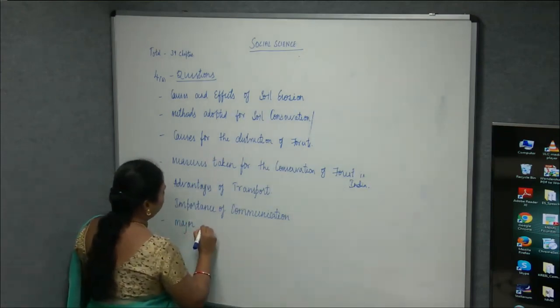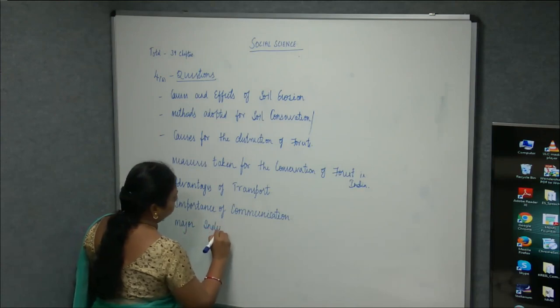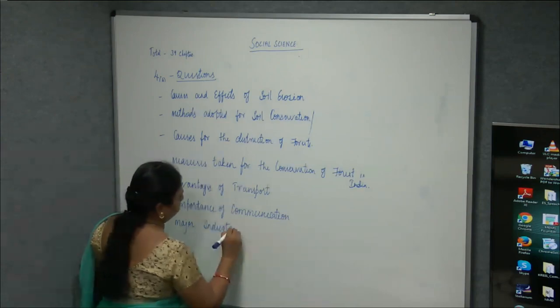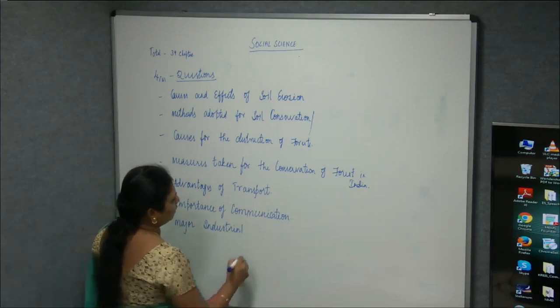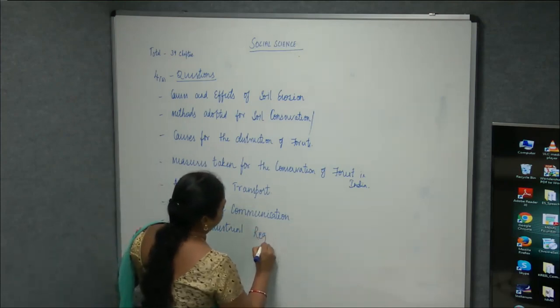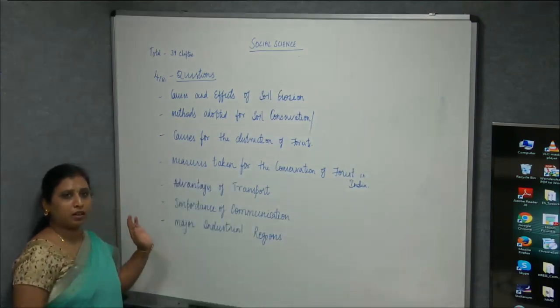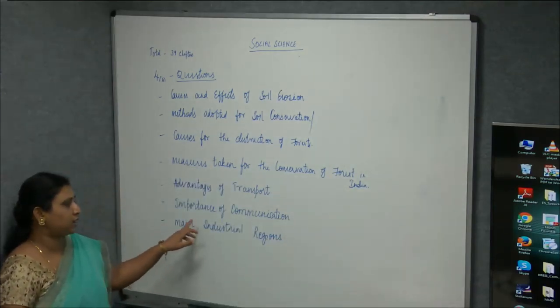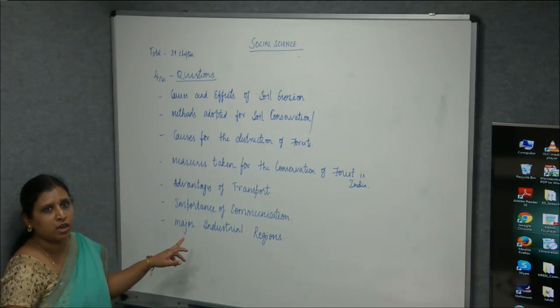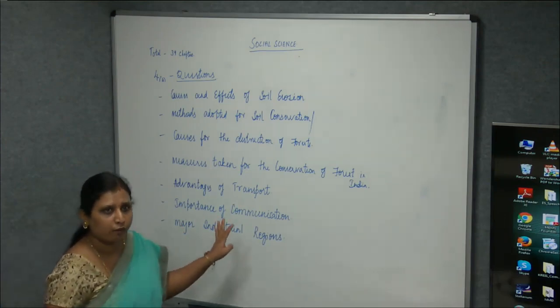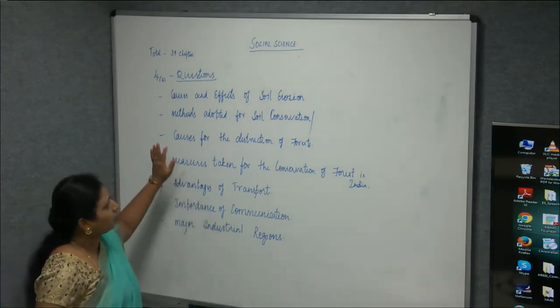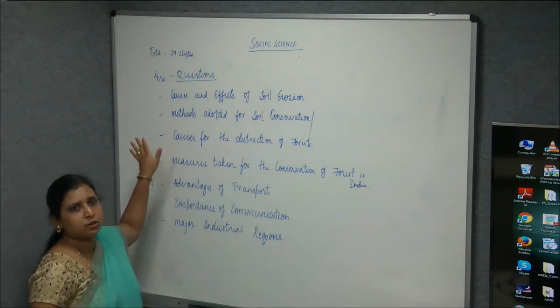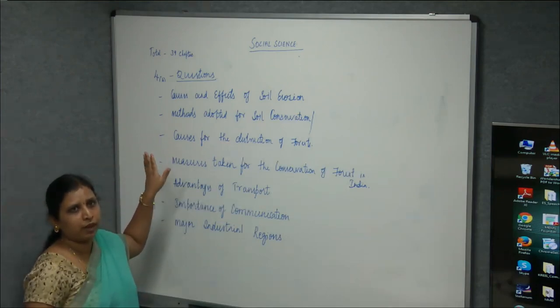I mean 3 or 4 marks, okay? Major industrial regions, okay? So this lesson is for 3 marks, okay? But this industrial regions, we have 8 industrial regions, so therefore it can be asked for 4 marks, okay? So these are all the questions which may be asked for 4 marks in the geography part, okay?